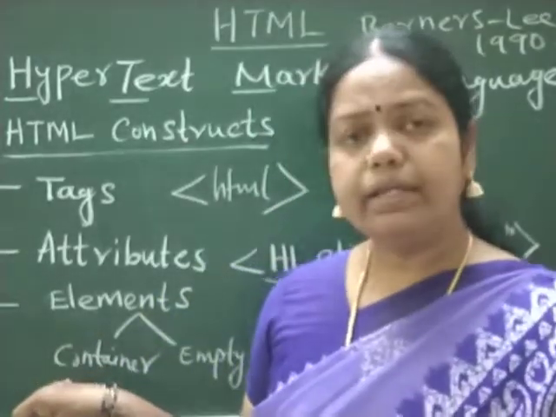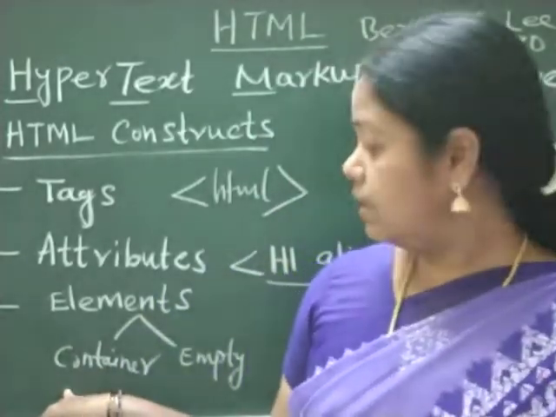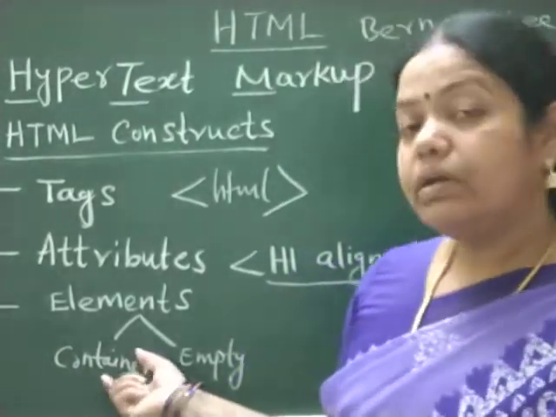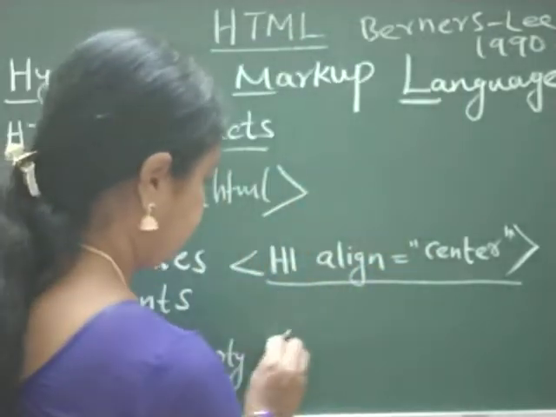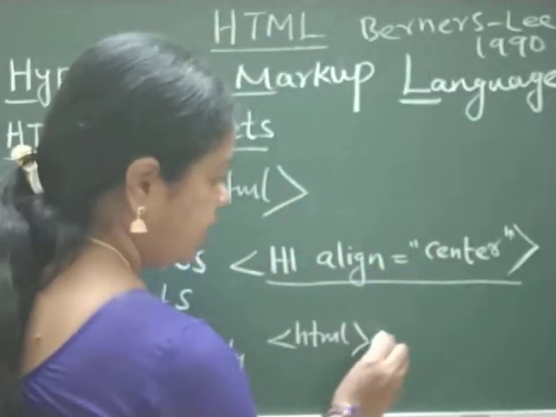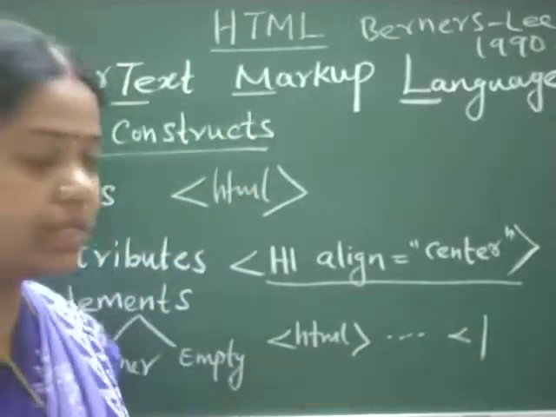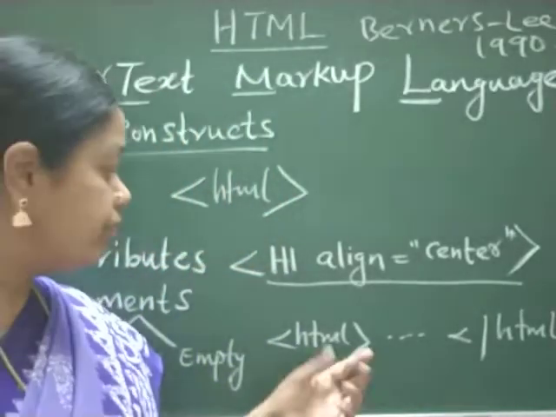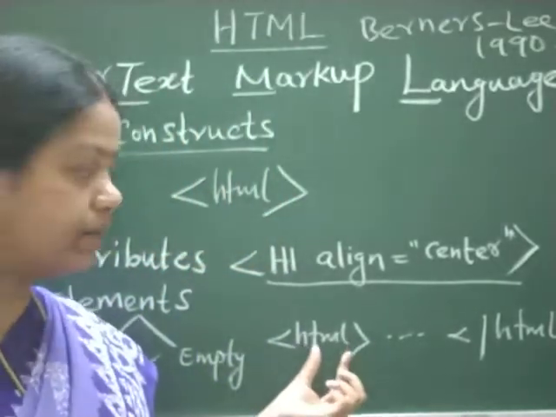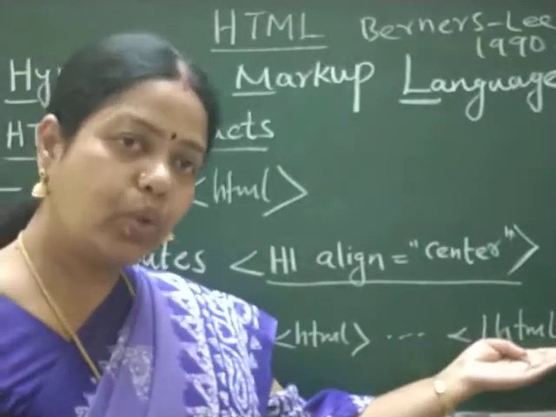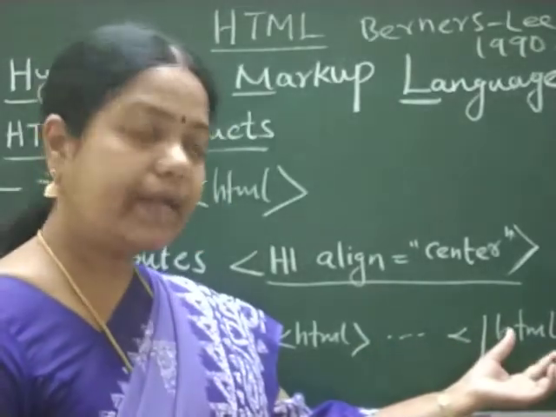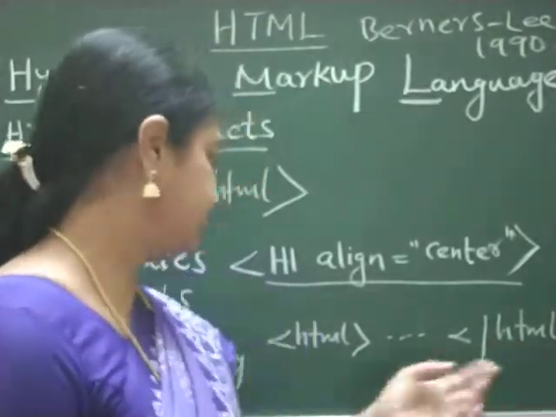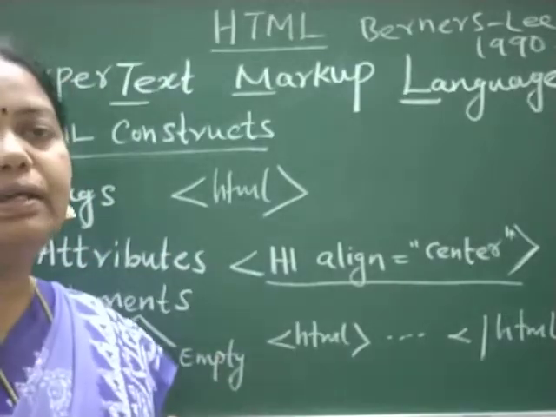Here the container element has a starting and end tag. For example, HTML, at last you have to give /HTML. So the start tag is the tag name within the angled brackets, and the end tag or close tag has a slash before the tag name, and you have to write it within the angled brackets. So this is the container element.